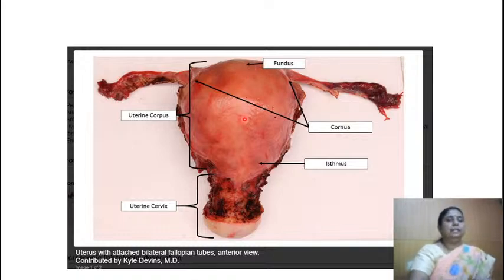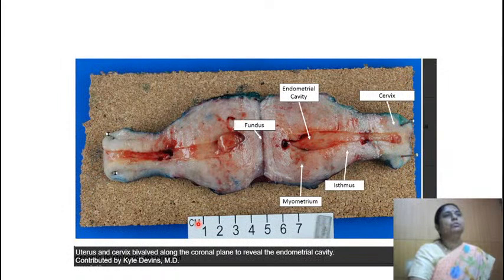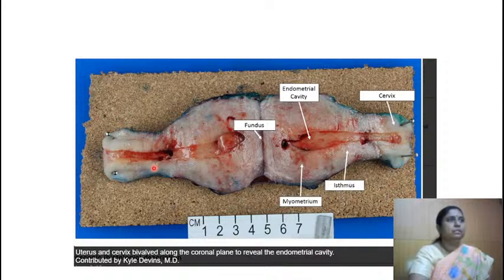Yes, and now when you cut it open coronally, in the coronal plane, this is how we find our uterus. Okay, so this is the cervix. Up to this part, it is the cervix. This is your cervical cavity, which opens into the endometrial cavity.